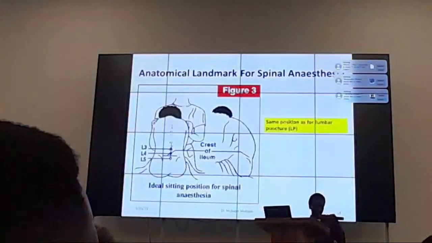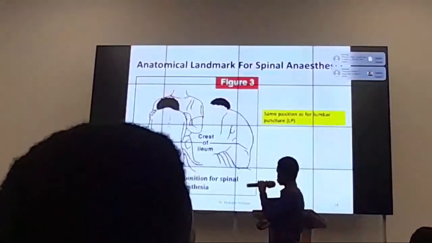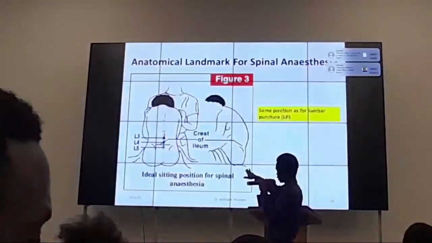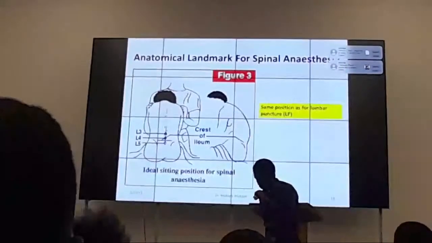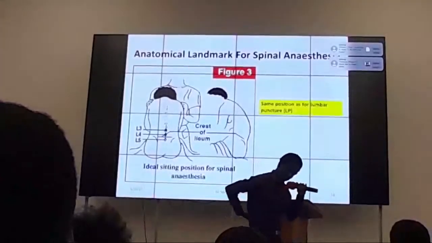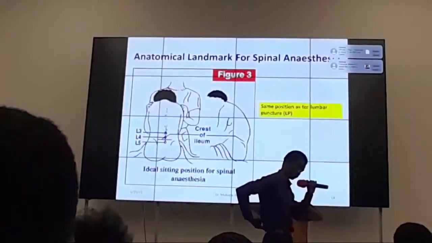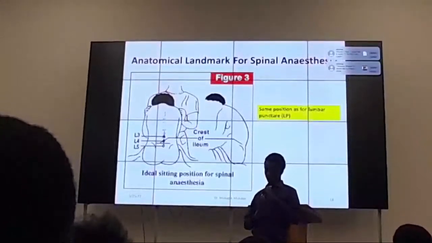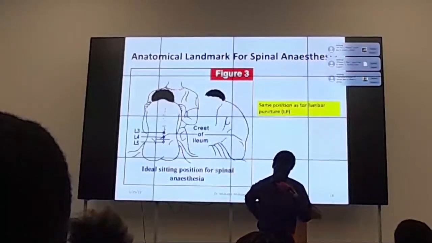So what are the anatomical landmarks? For you to do a lumbar puncture, you need to make the patient sit like that. The patient sits and then bends forward, flexing the trunk forward. Why do this? Because we want the intervertebral spaces to open up. The shoulders are relaxed like that, then you make the patient bend forward so that the intervertebral spaces open up.